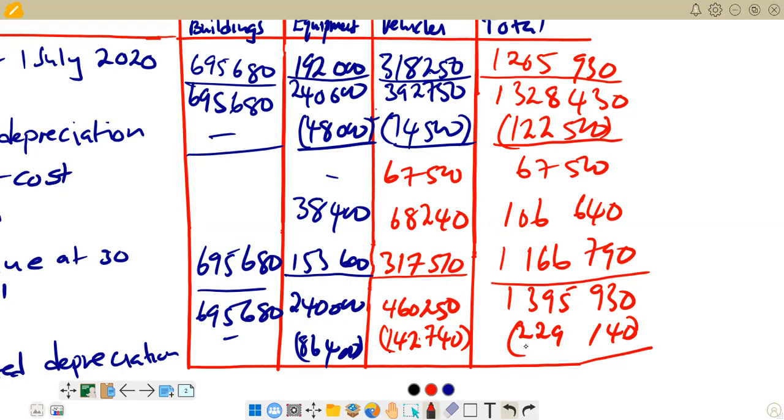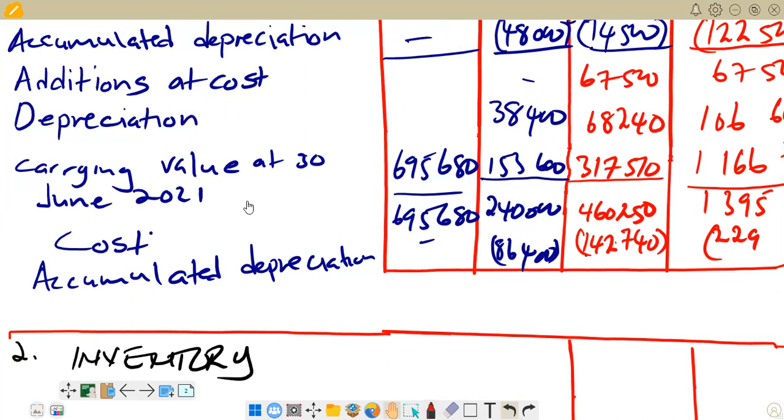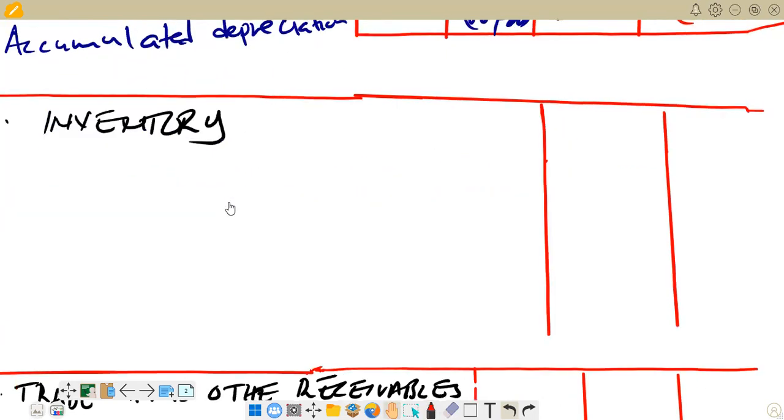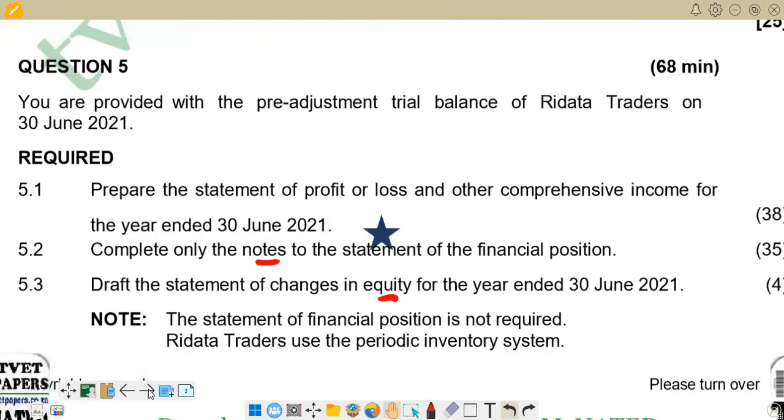Obviously, the next one we have is the inventory. Nothing much about the inventory. I'm just going to list the inventory that we have in the question. The inventory is the next note that we have, note number 2. So on inventory, obviously we come to the additional information. That's where we have the information on inventory. We just list what we are given.